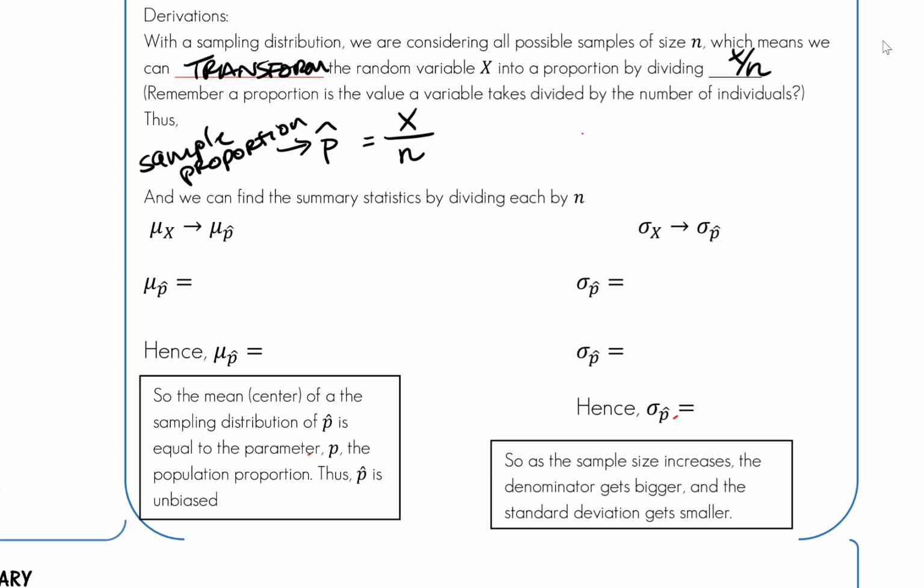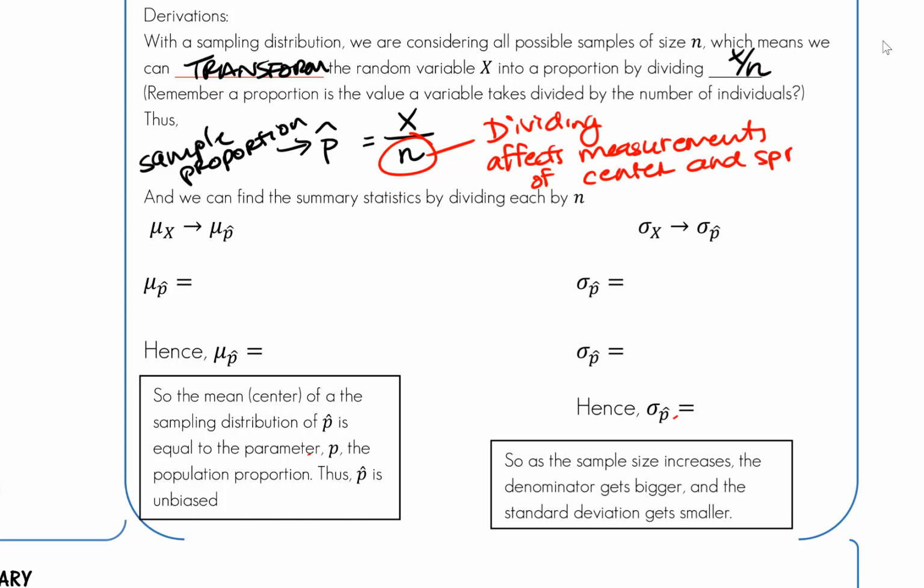Now this is going to be really important because this is going to allow us to find the summary statistics by dividing each one by n, because hey, what are we doing here? We are dividing by n. And remember that division is a transformation that affects your measurements of both center and spread. This is an idea from chapter 6 that we've already talked about before. Okay, so now let's go ahead and derive the average sample proportion, mu sub p hat.